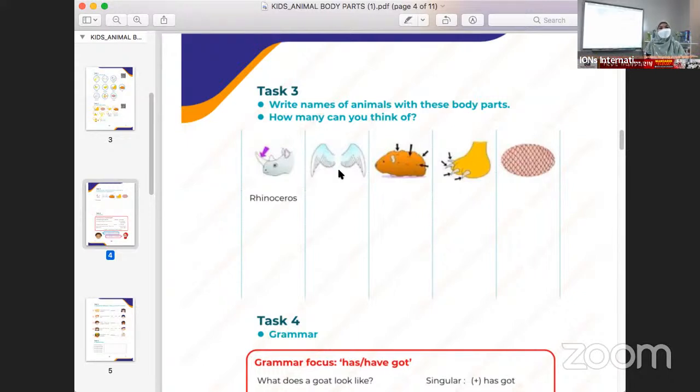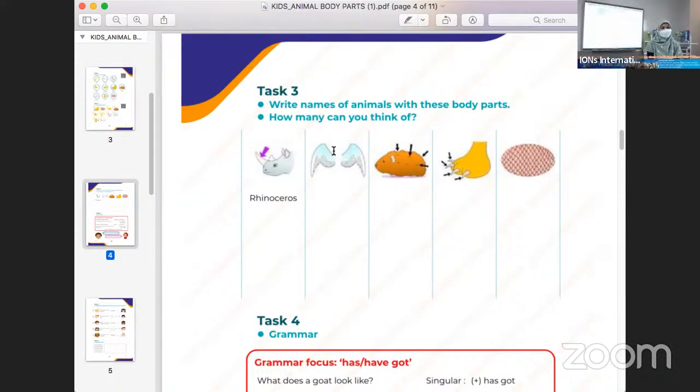The next one. What is it called? There are two body parts of animals. Wings. Yes, very good. Which animal has wings on its body? Bird. Bird has wings to fly high. Yes, very good. And what another animal has wings? How about chicken? Chicken cannot fly high, but chicken has wings as well.